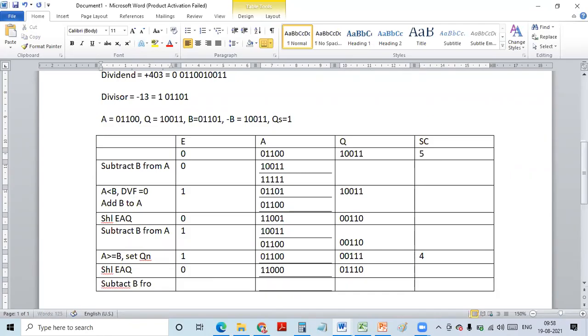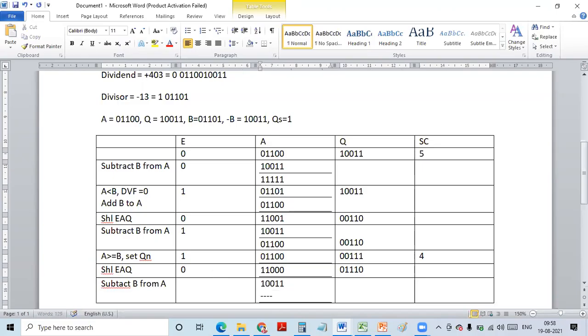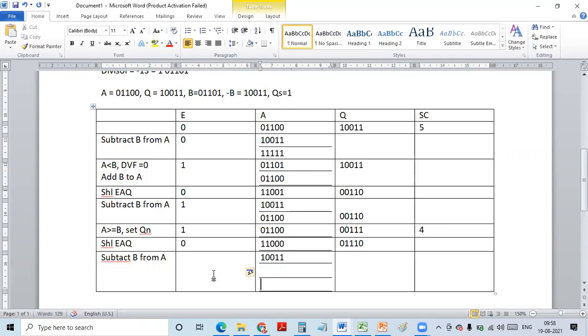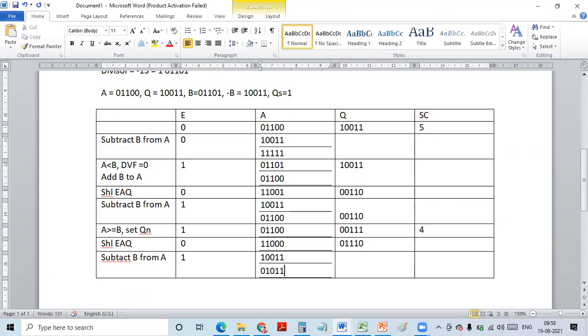So the next step, you have to perform subtraction. Subtract B from A. It is nothing but adding minus B to A. Minus B is 1 0 0 1 1. You have to perform addition. So what is the result? We'll be getting here 1, and 0 1 0 1 1 is the result, right? Any doubt here? No, ma'am. Q is as it is, the same 1 1 0.